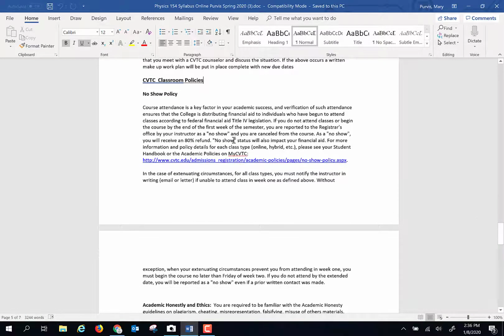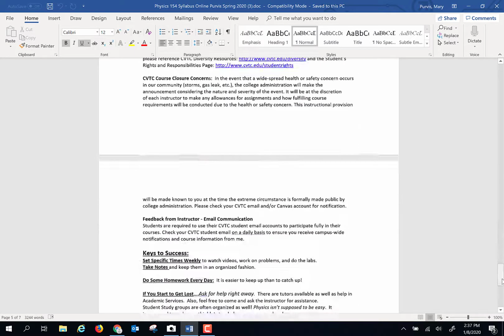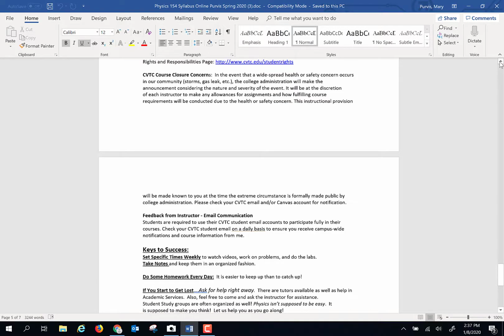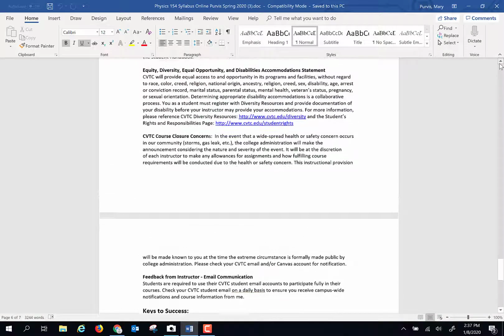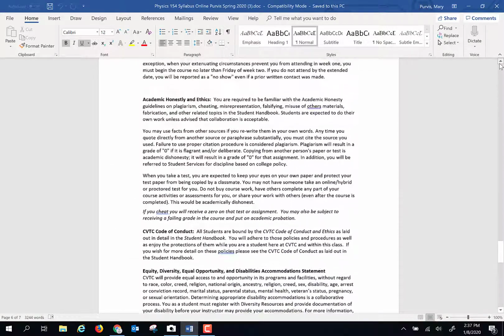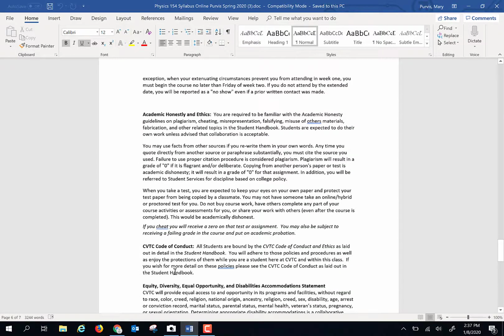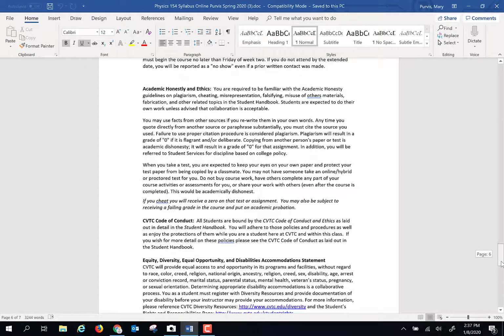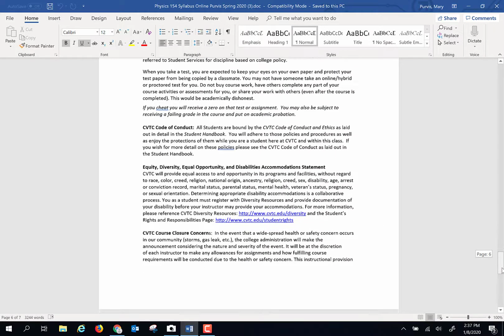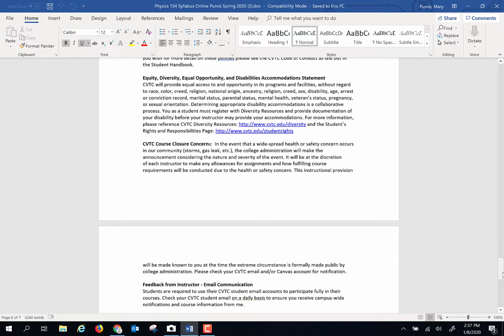No-show policy is a CVTC policy. If you do not participate in the course in the first week, you will be administratively dropped and you are gone from the course. Academic honesty: I've had people who've been thrown out of online courses because they cheat. How do they cheat? Well, two students turn in the exact same work. They look exactly the same. Of course, you can figure it out.